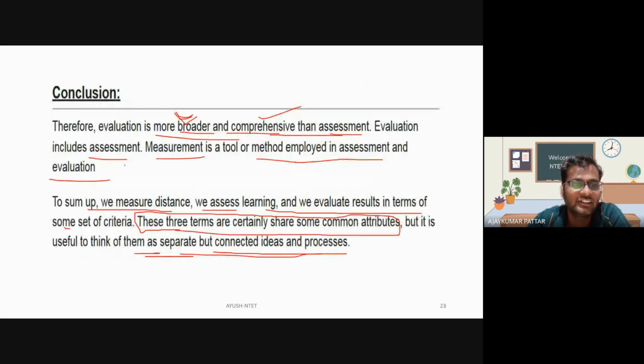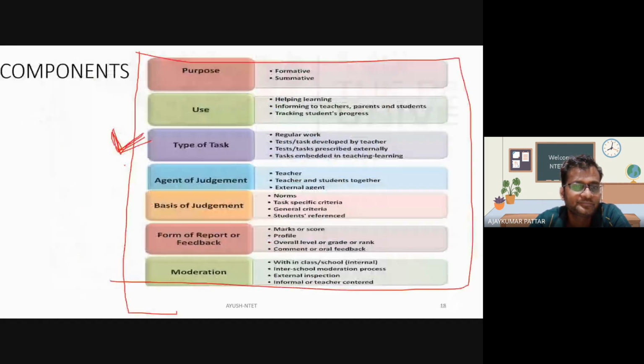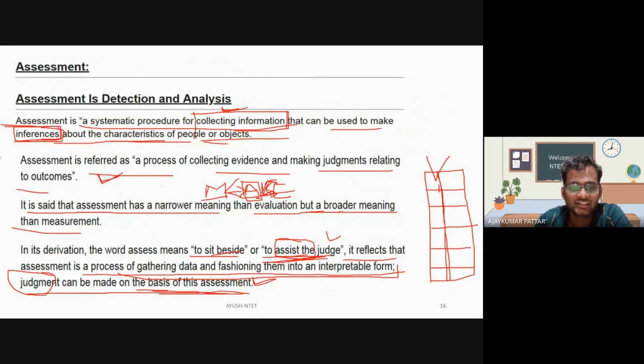That is one of the slides we learned. See this sentence, it is a derivation. The word assess means to sit beside or assist to judge. Judge किधर करते हैं हम, evaluation में करते हैं. So to assist the judge, judgment करने के लिए this assessment will assist. That's why this is assessment. Judgment लेने के लिए assessment important है. That is the meaning of to sit beside.